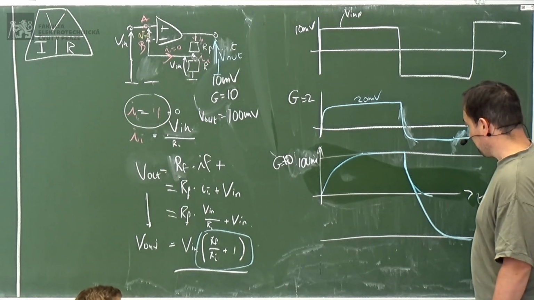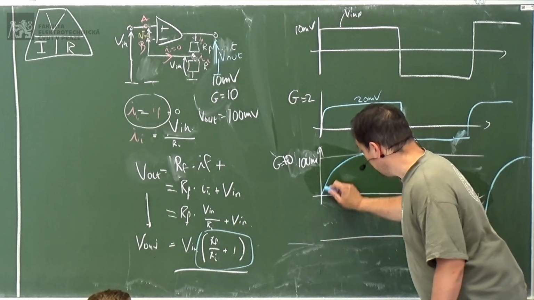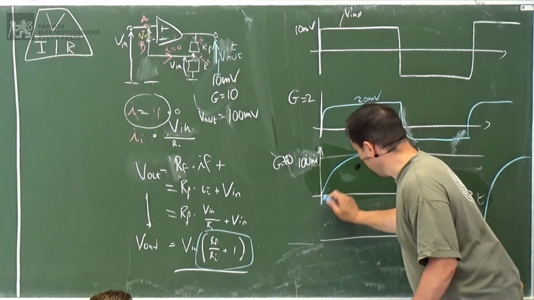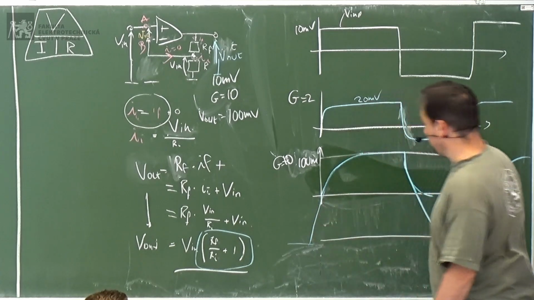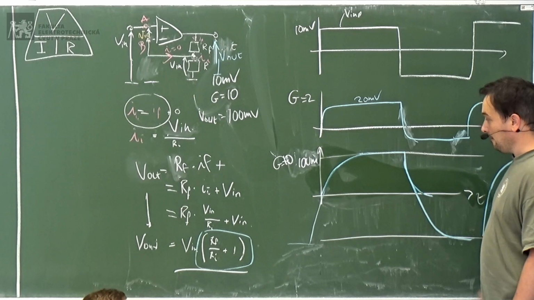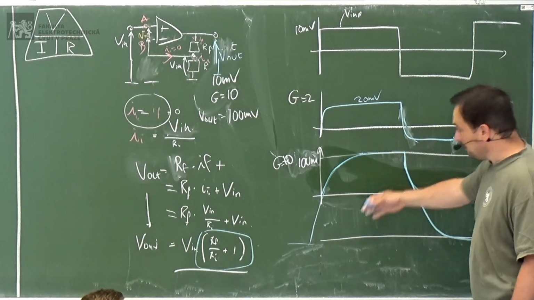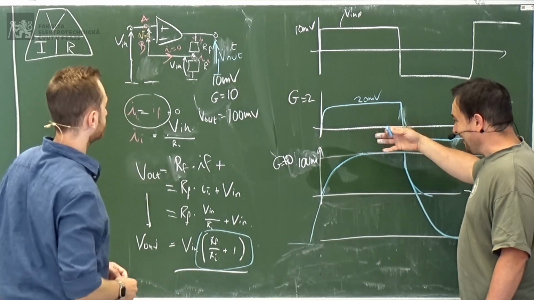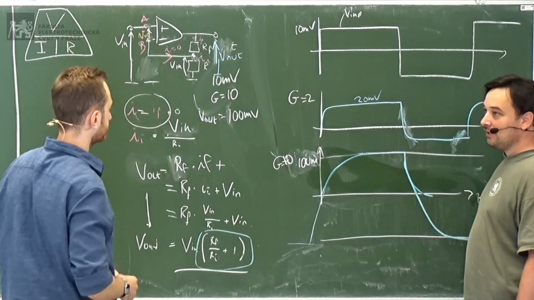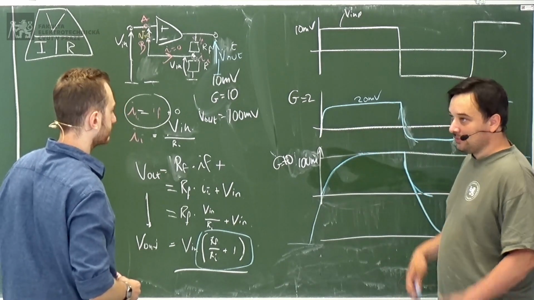And now we've got a shark fin. Actually here it will start from the negative, minus 100. Because now it has to reach 100 millivolts instead of 20, so it will take longer to arrive to 100 millivolts with the same slew rate.